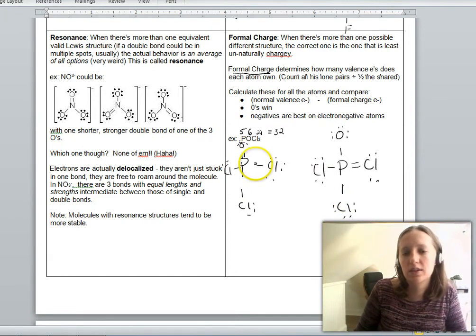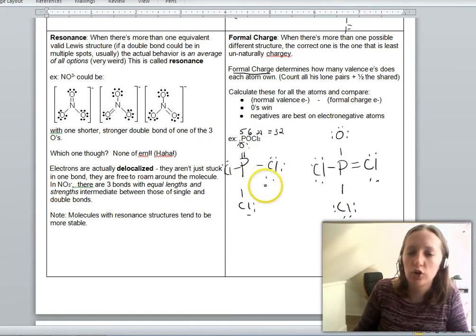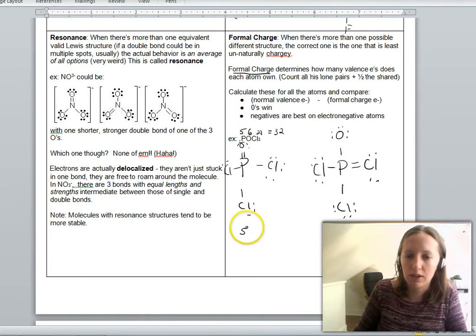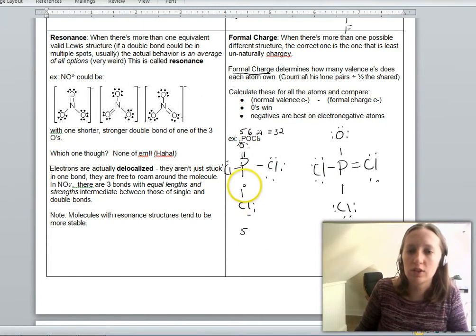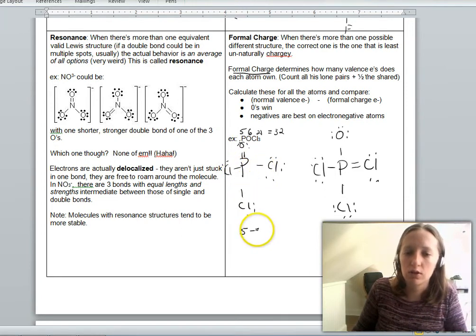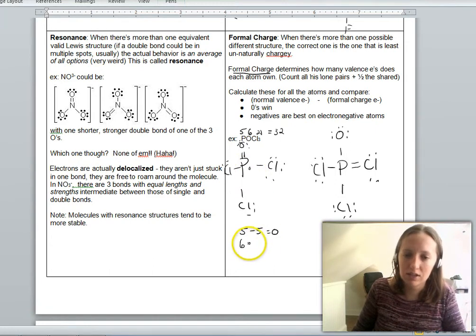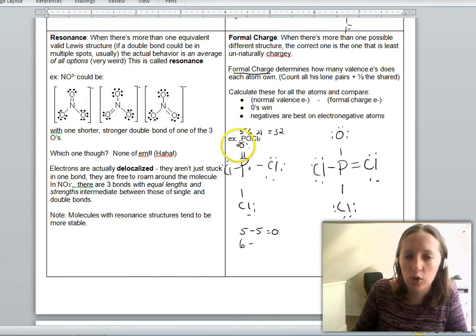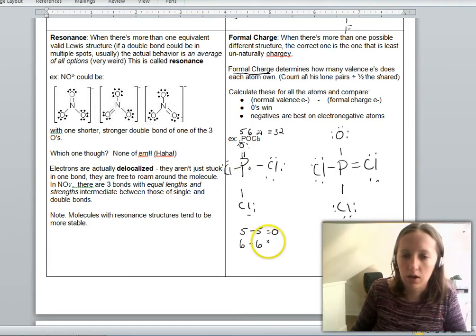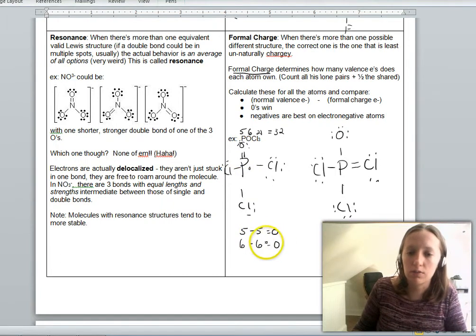And what you end up doing is going, okay, so for phosphorus, normally phosphorus has 5 valence electrons. Right now, phosphorus owns half of this bond, half of this bond, half of this bond, and half of this bond. So he owns 1, 2, 3, 4, 5. So the formal charge on phosphorus is 0. For the oxygen, normally it has 6. And in this, oxygen owns all of its lone pairs, so 1, 2, 3, 4, and half of the bonded ones, 5, 6. So on oxygen, the charge is 0.